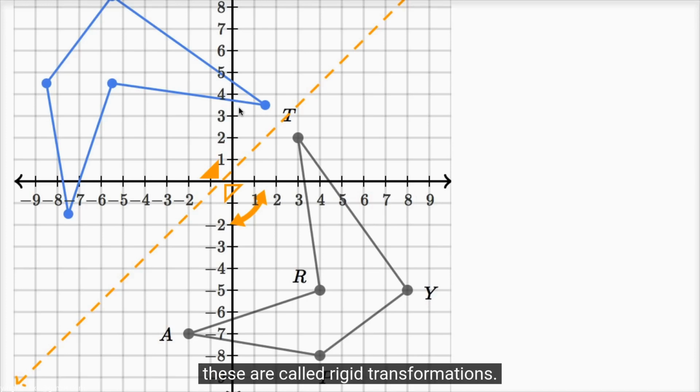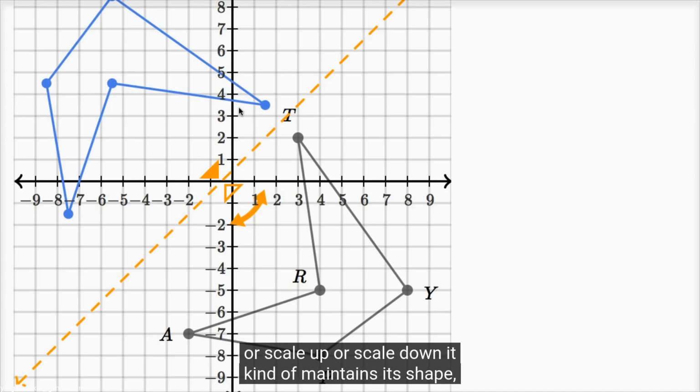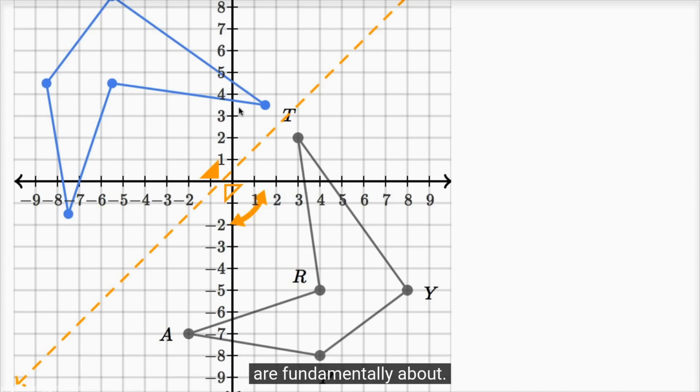Now all of the transformations that I've just showed you, the translation, the reflection, the rotation, these are called rigid transformations. And once again, you can just think about what does rigid mean in everyday life. It means something that's not flexible. It means something that you can't stretch or scale up or scale down. It kind of maintains its shape. And that's what rigid transformations are fundamentally about.